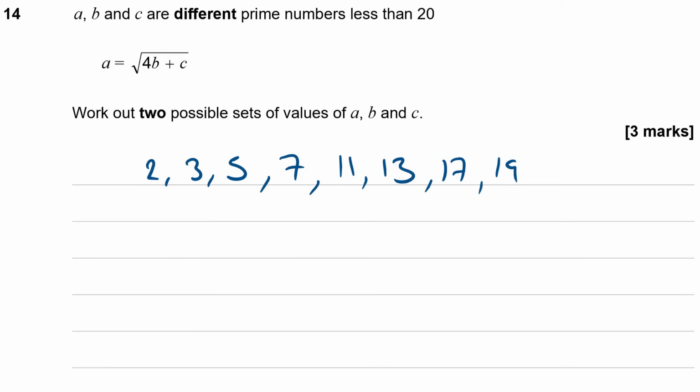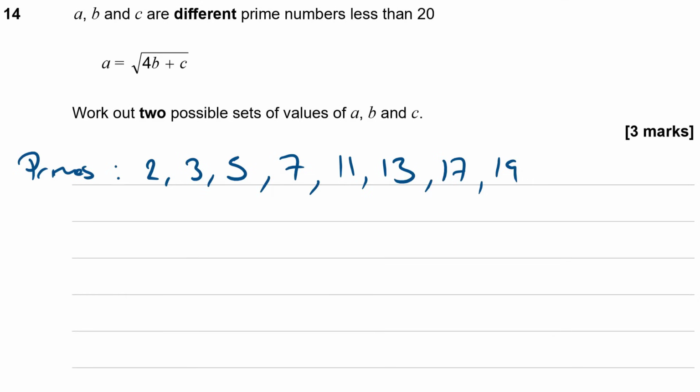So I've got 1, 2, 3, 4, 5, 6, 7, 8 to choose from. So these are my primes. Now I need to then pick 3 of these so they fit into that expression. A equals 4B plus C all square rooted, and that's going to have to give me another prime.